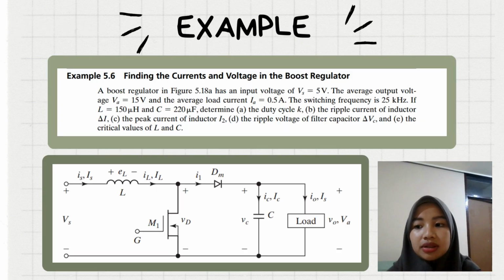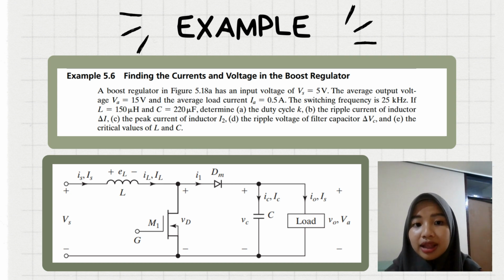For this example, we use example 5.6 as our information to get used in the circuit configuration, in which we use the voltage source as 5 volt, and the average voltage output is given as 15 volt, which means we must use 5 volt, and the final result of voltage output must be 15 volt.